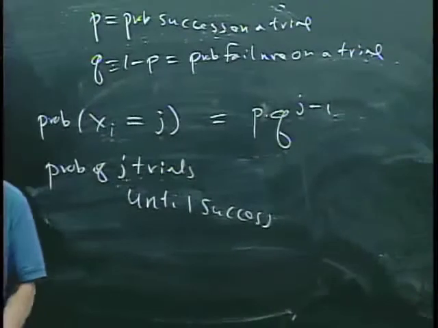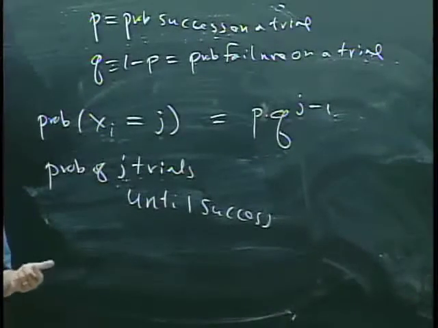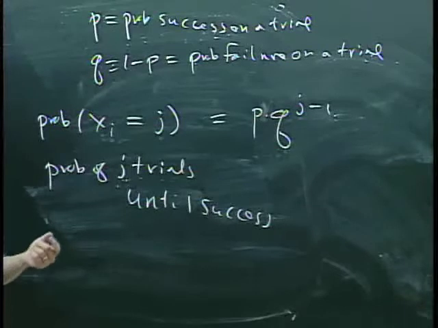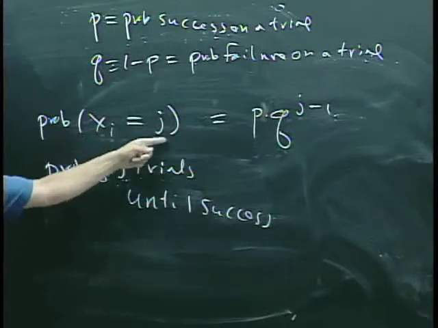So now, here this was xi. This was the ith time I did an experiment. What about the i plus first time I do the experiment? What's the probability that xi plus 1 is equal to j?